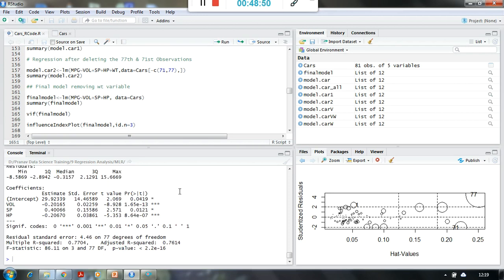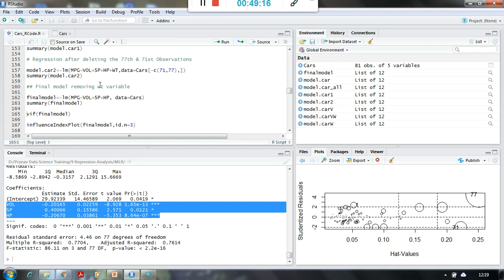And look at what my summary suggests. My R-square is 0.7704. My earlier R-square was also something like 0.77, okay. But here, volume has become significant because weight is not there. So the collinearity with weight has gone and volume has become significant. So I can go with these 3 variables and write my prediction model.